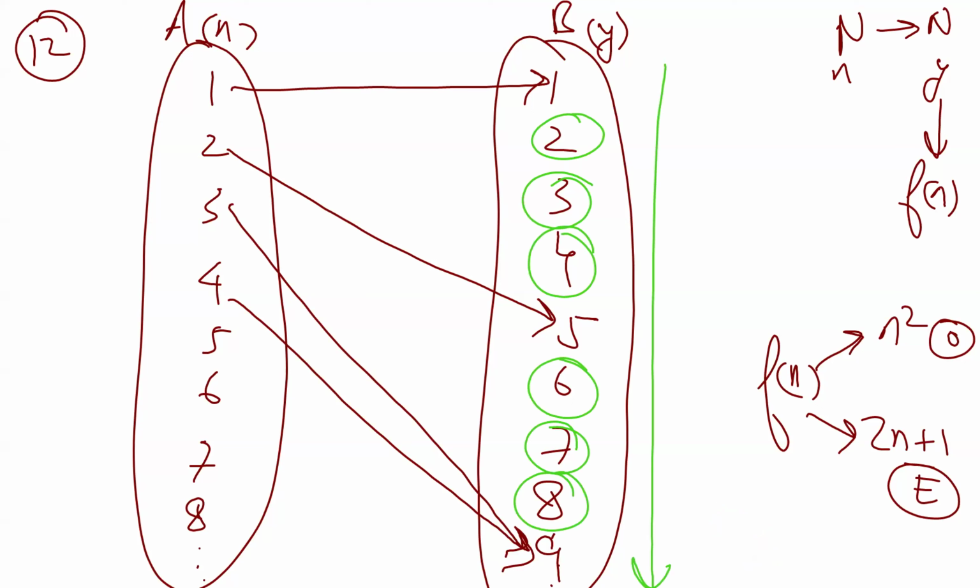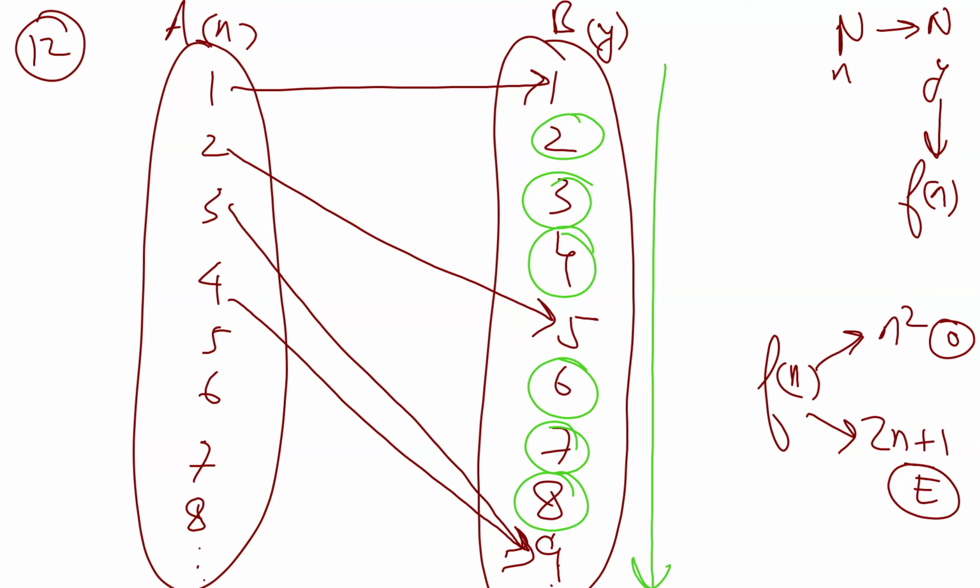So for even and odd, I would suggest you don't use the method which I taught you in the previous class. Just for even and odd, you can give examples to support your answer, why it is not one to one, why it is not onto, or why it is one to one and why it is onto. Is that clear, everyone? That was your question number 12.